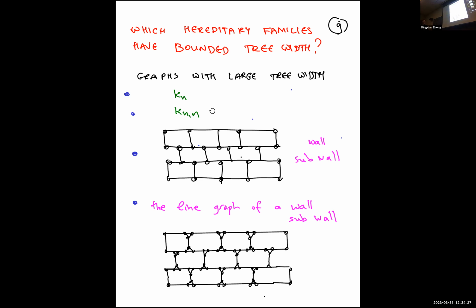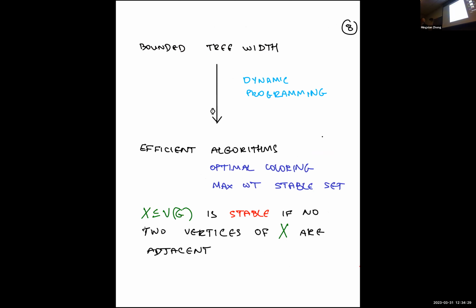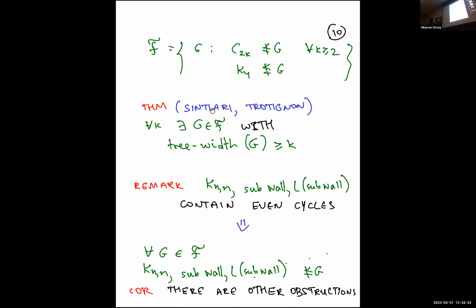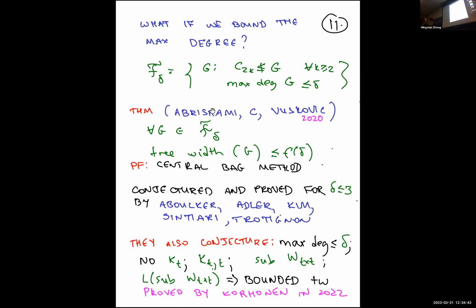So they forbade much more than just this, right? And still they got a family of large treewidth. This is what that says. So that means there are other obstructions and we don't understand them. So then they continued to think, what might help? What can you say to go back to those obstructions we do understand? One thing they noticed is that in their construction of graphs with large treewidth, they had to use large degrees. So to get big treewidth, you need vertices of big degree.